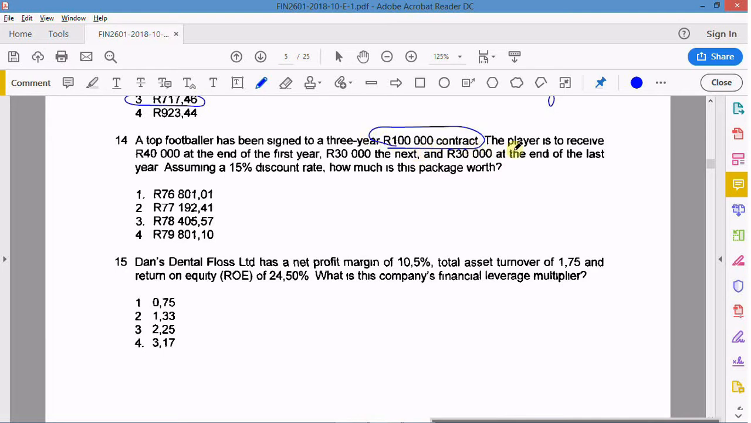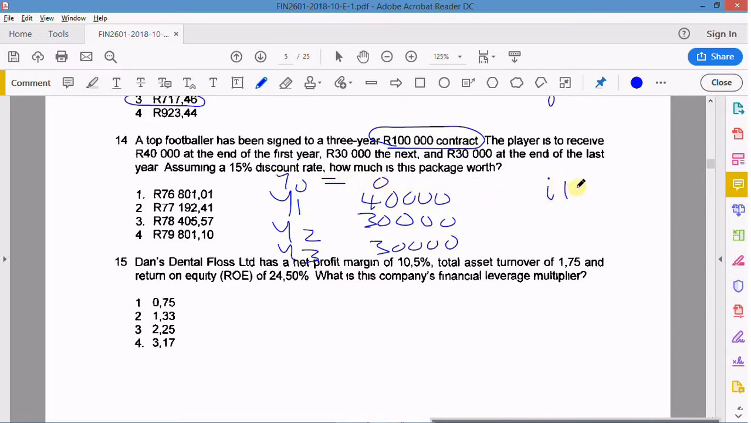A top footballer has been signed to a 3-year contract. 100,000. The player is to receive 40 at the end of the first year. Okay, that's the time value of money calculation. So that's cash flow. Correct. 40,000 there. 30,000 there. 30,000 there at the end of the last year, assuming so year one will be 0.